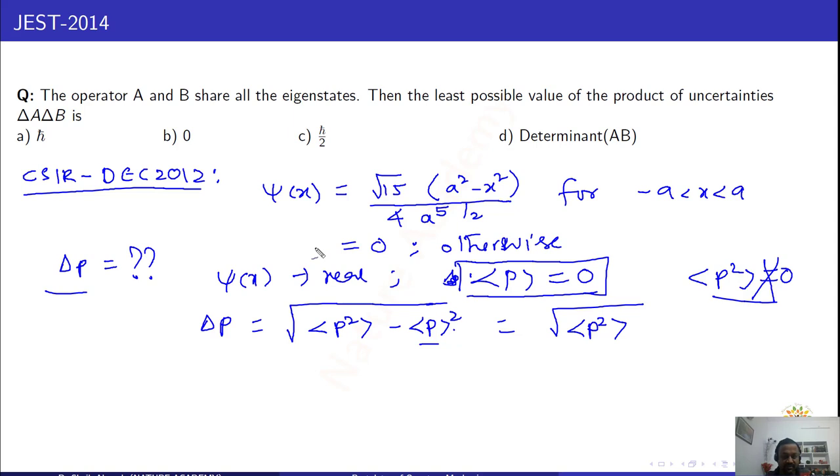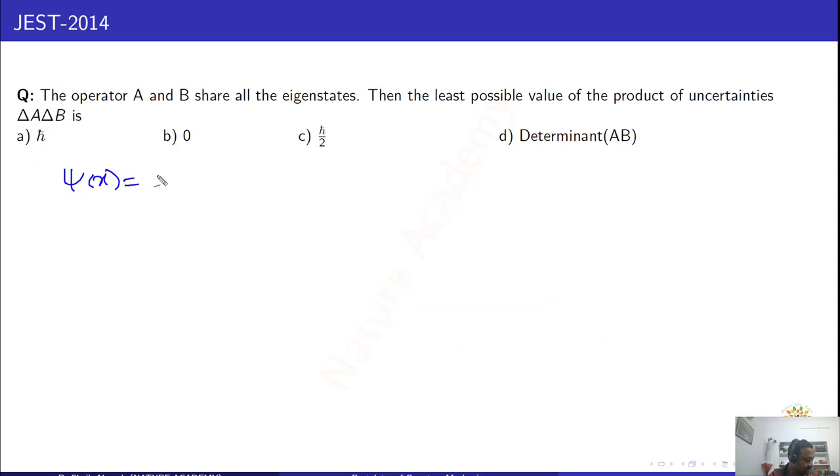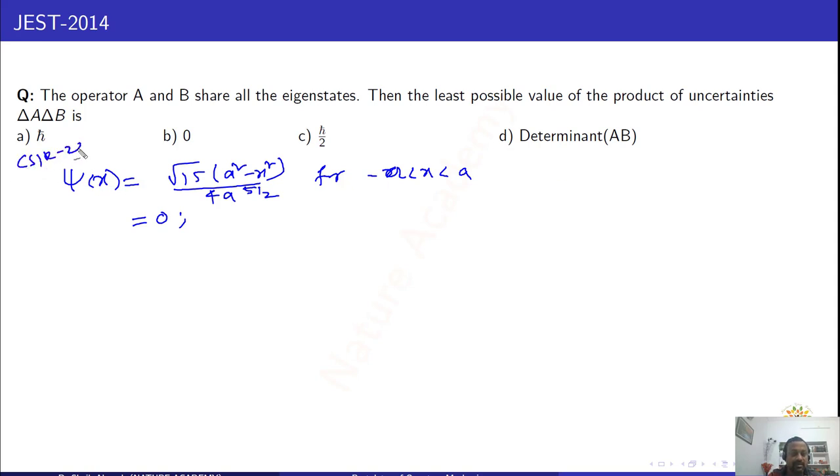So I will start here. The psi of x is given by root 15 times (a square minus x square) divided by 4a power 5 by 2, or else it is 0. This is for minus a less than x less than a. So this is the question that appeared in CSIR December 2012.